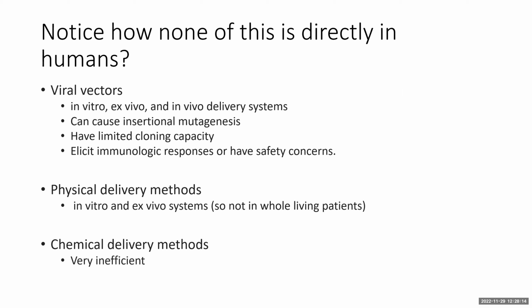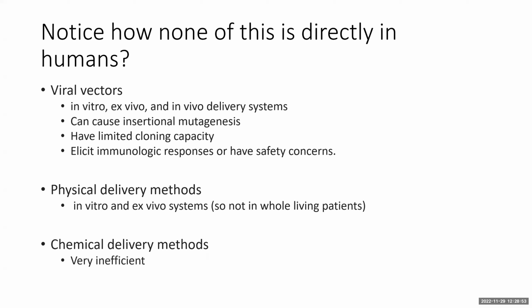For example, virovectors can be used in vitro, ex vivo, and in vivo, but they often cause insertional mutagenesis. We talked about how naturally viruses can insert inside genes, disrupting them and causing cancer. That can still happen when you use a virus as a method of getting DNA into a person. They also tend to have limited cloning capacity. Viruses are small, so the gene that you put inside has to be small too. And because they are viruses, some people are allergic to them, or they can elicit large immune responses. So there are safety concerns.